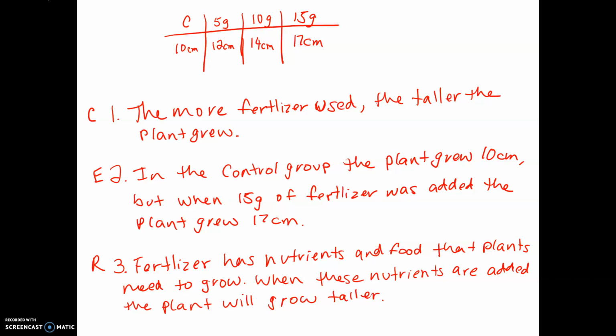Okay, so if we put all of these together, we have our claim: the more fertilizer used, the taller the plant grew. We have our evidence: in the control group, the plant grew 10 centimeters, but when 15 grams of fertilizer was added, the plant grew 17 centimeters. Clear and dry, here's our data. Fertilizer has nutrients and food that plants need to grow. When these nutrients are added, the plant will grow taller. So those are the 3 steps that we have to take through. Sometimes this will be longer, but sometimes that is enough to support our answer.